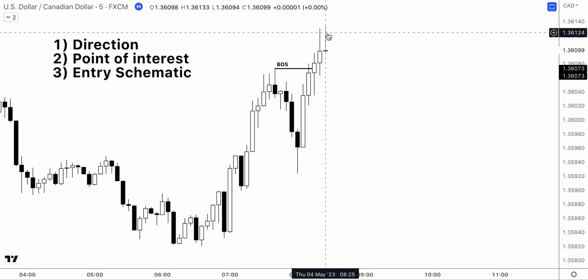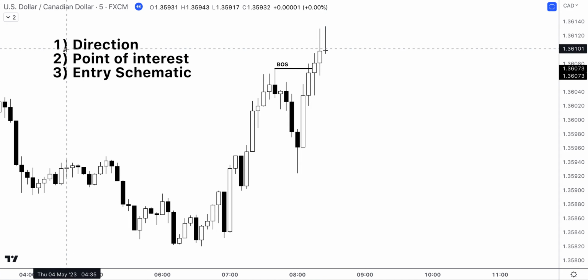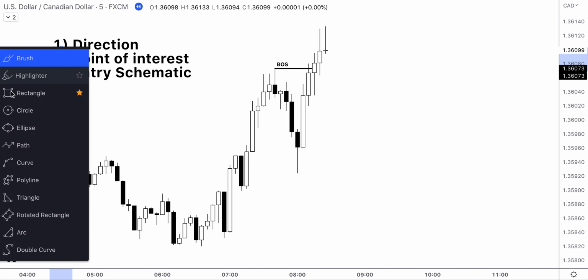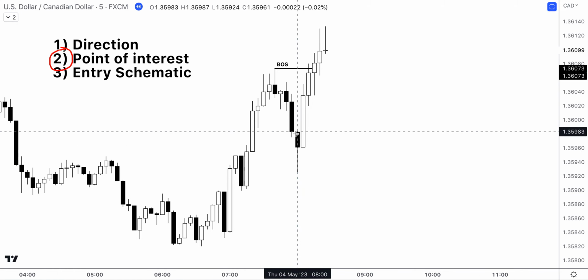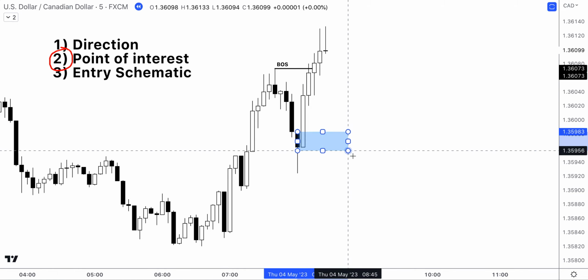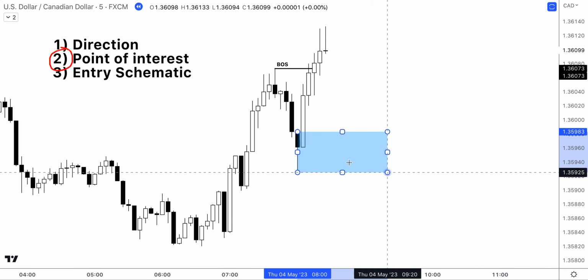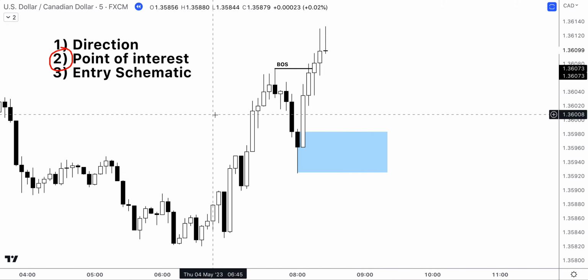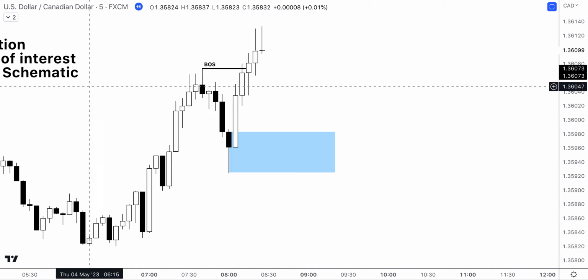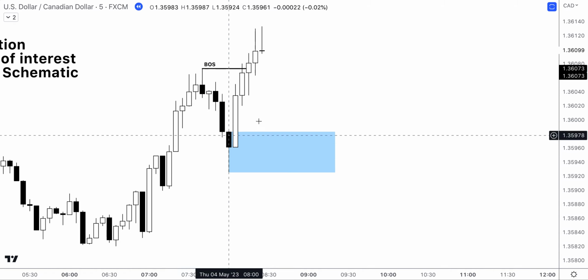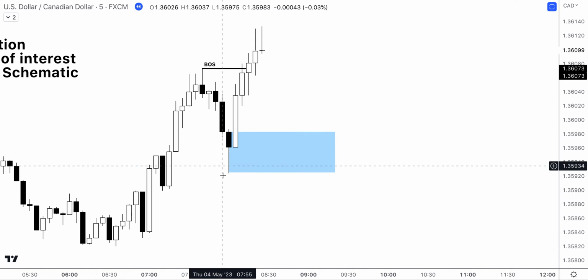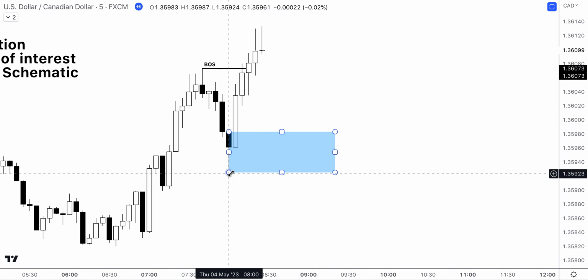Number two, our entry point of interest. Where is our point of interest? Where are we looking to get long on this market? It's very simple. We have an extreme supply at this order block, and we mark on our extreme supply from the open of the candle down to the wick, down to the low. This is our point of interest.